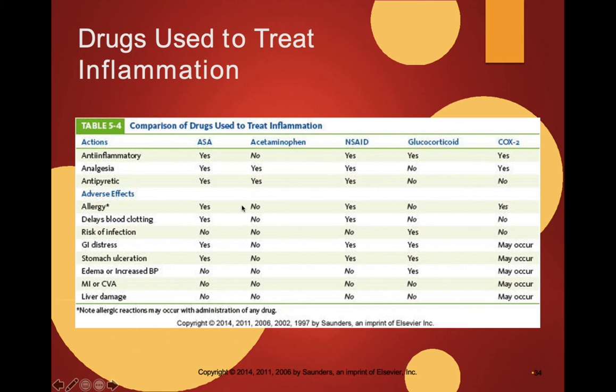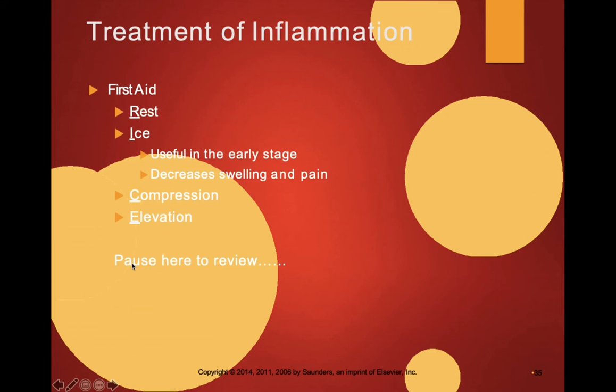So this is just a chart that shows the comparison of drugs used to treat inflammation, whether they're anti-inflammatory, right? So you look at the acetaminophen, NSAIDs, glucocorticoids, COX-2 inhibitors, and aspirin, and you could see whether or not they have anti-inflammatory effect, analgesia for pain, if they can help with allergies, GI distress, stomach ulcers, MIs. So you can look at this chart on your own time there.